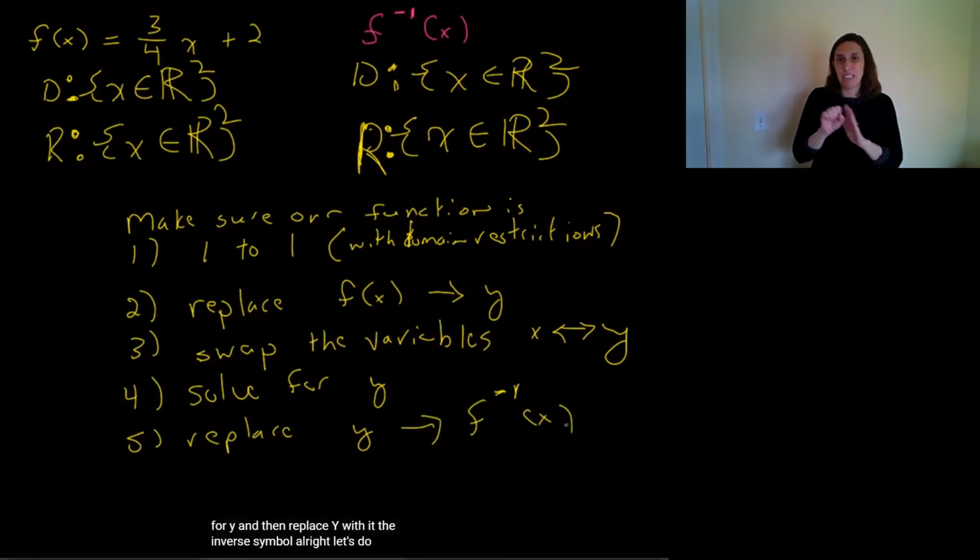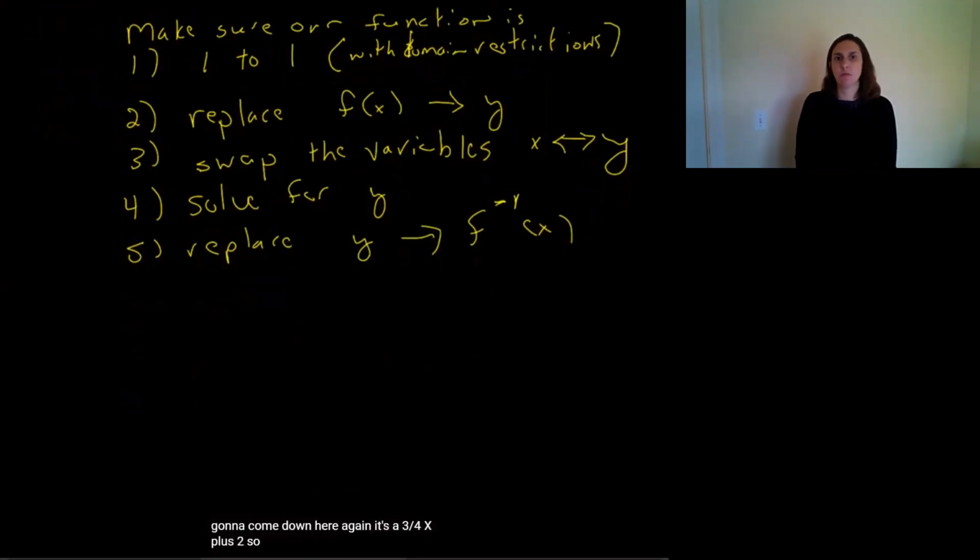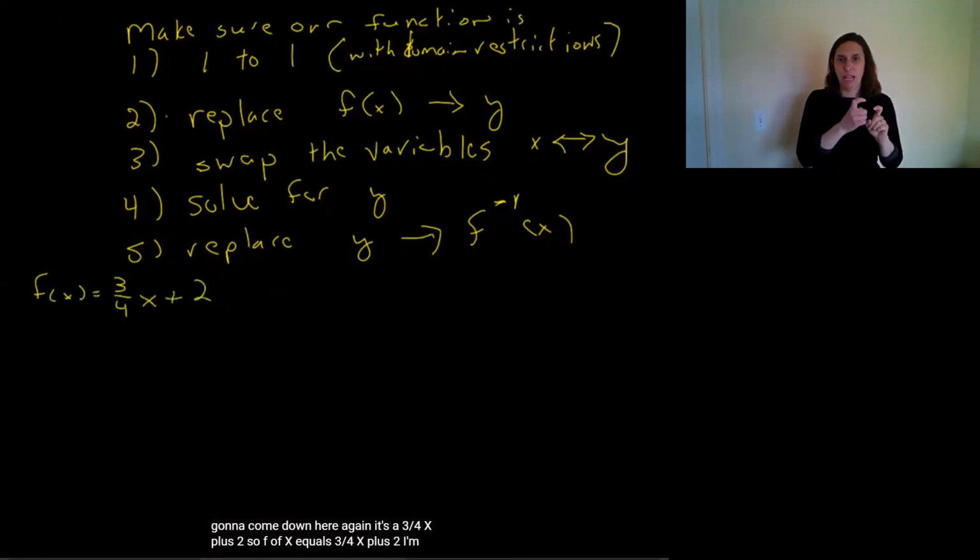All right, let's do these steps on my function up here, 3/4 x plus 2. So I'm going to take this and I'm going to come down here again. So f of x equals 3/4 x plus 2. I'm going to replace f of x with y. So this becomes y equals 3/4 x plus 2.